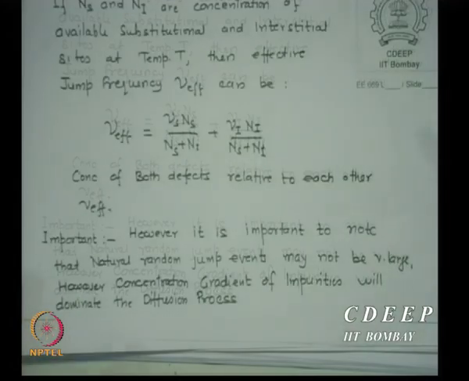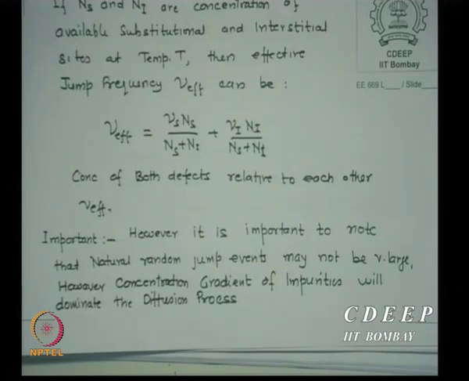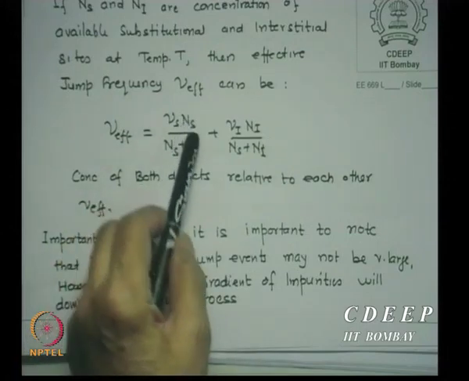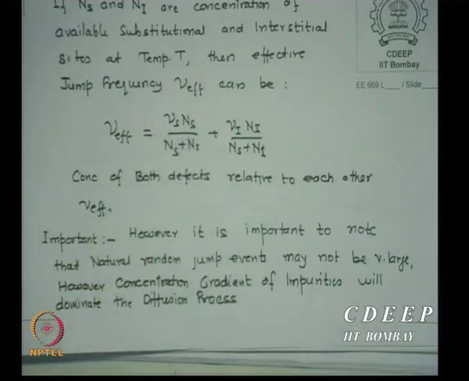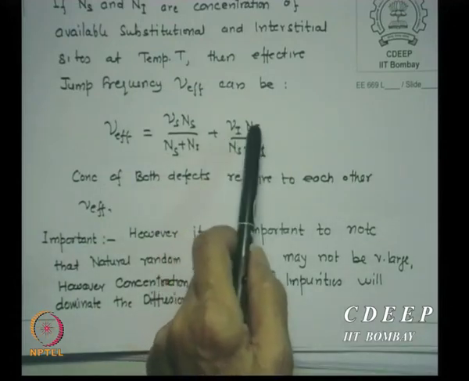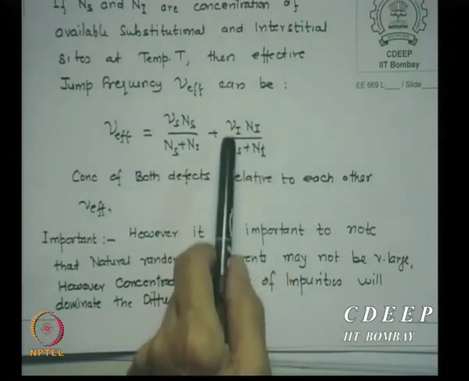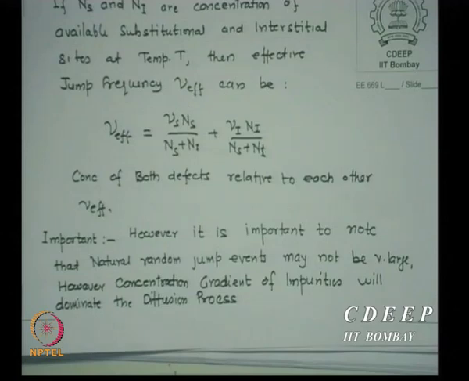Everyone? If Ns and Ni are the concentrations of available substitutional and interstitial sites at temperature T, then the effective jump frequency can be given by: available substitutional sites over total sites times the jump frequency for substitutional, plus available interstitial sites over total sites times the jump frequency for interstitial. This is a very standard average method: available ones to the total with a jump rate, available ones as a ratio to the total times that jump rate. This is the net possibility.